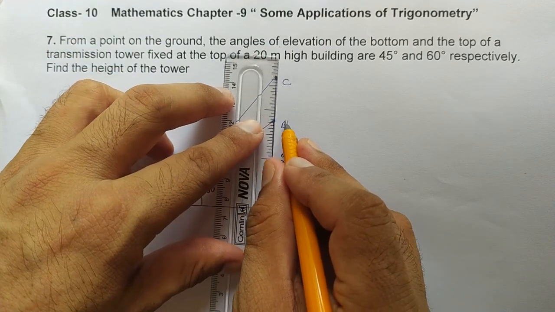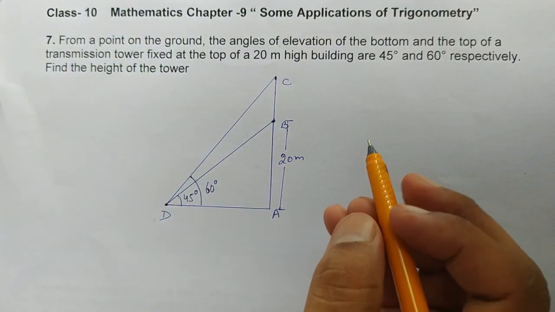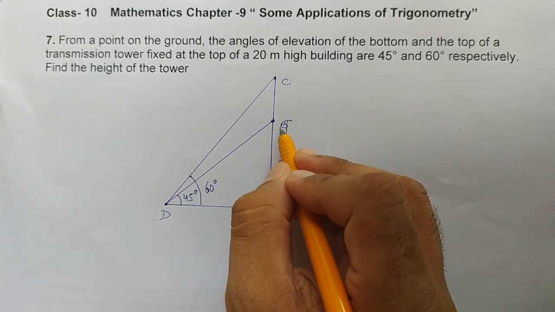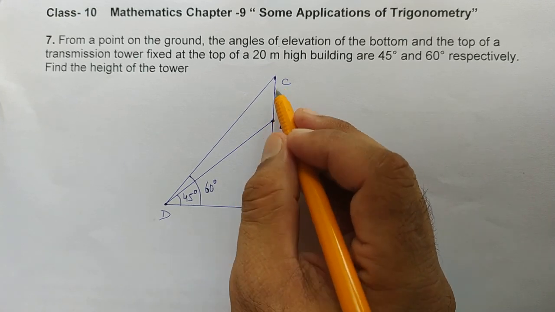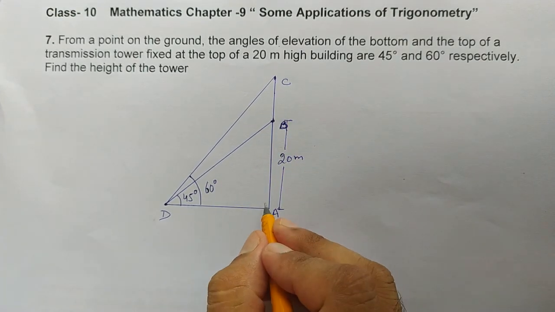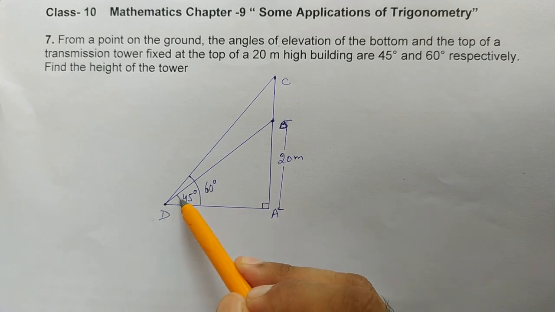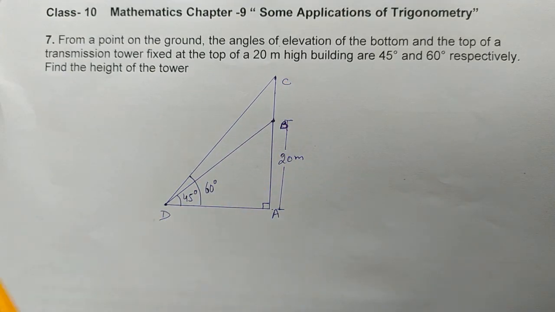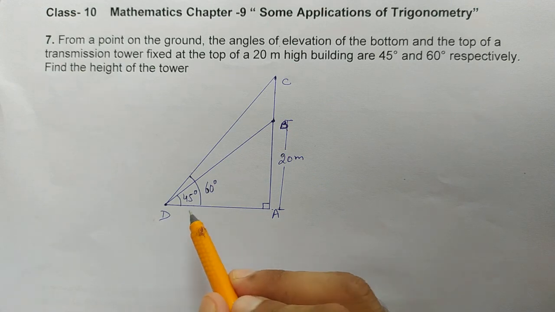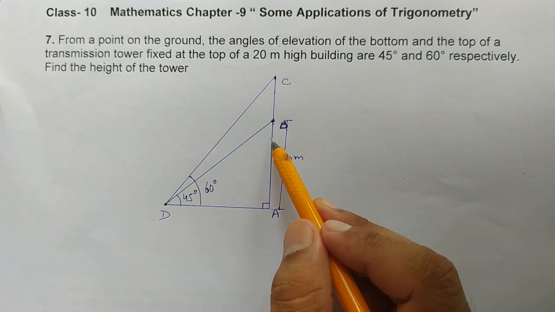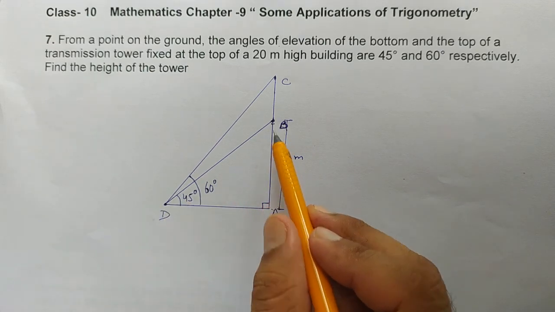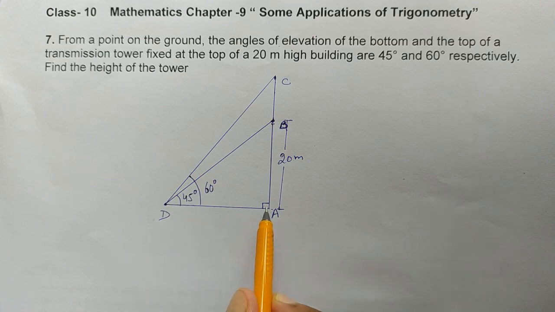So you can take this height as 20 meter, and we are to find out the height of the tower. BC we are to find out. We are to find out the BC length, the transmission tower length. So it's a right angle triangle. There are two right angle triangles. See here, right angle triangle ABD and right angle triangle ACD. What we do for finding out BC: first of all, in the small right angle triangle ABD, we will have the value of AB. So we will find out AD. In the small right angle triangle, AB is given as 20 meter. So we can find out AD with the help of T ratios.